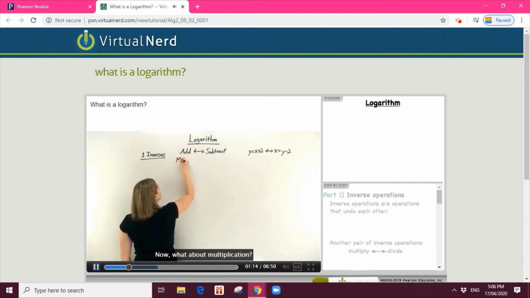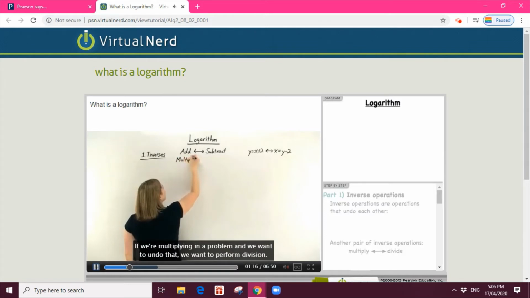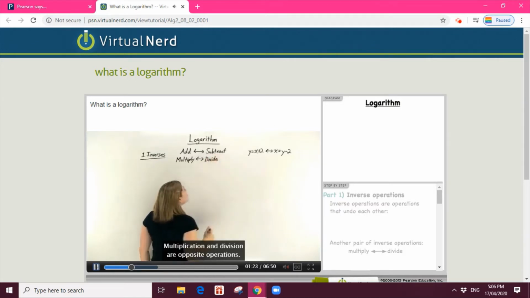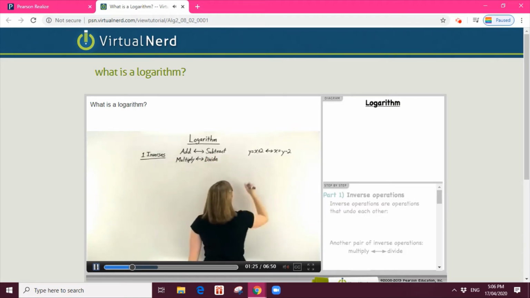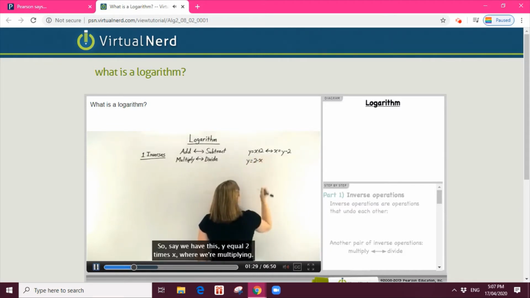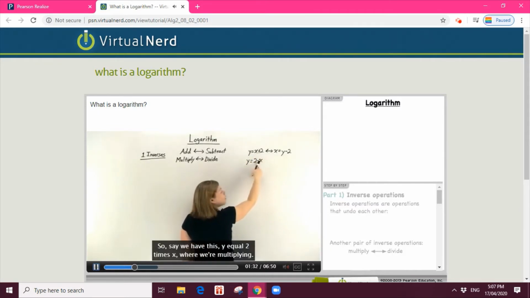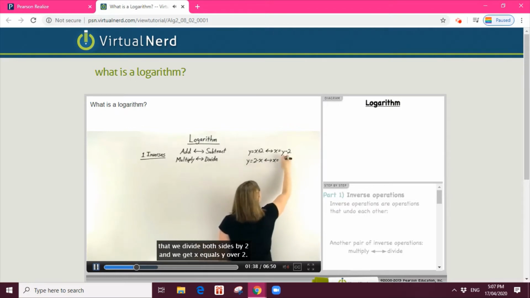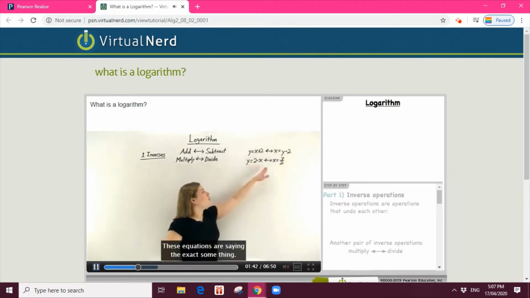Now, what about multiplication? If we're multiplying in a problem and we want to undo that, we want to perform division. Multiplication and division are opposite operations. They're inverses. They undo one another. So, say we have this, y equals 2 times x, where we're multiplying. And we want to take this equation and solve it for x. Well, to do that, we divide both sides by 2, and we get x equals y over 2. These equations are saying the exact same thing.